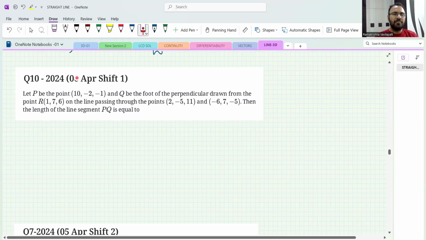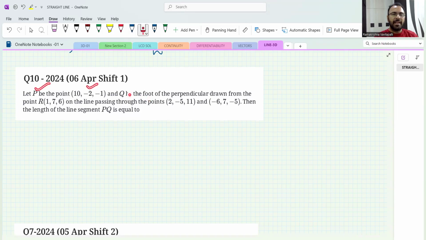Well, here is a question. Let P be a point that is given and Q be the foot of perpendicular drawn from the point R on the line passing through two points. Then what is the length of line segment PQ? So we have to find the foot of perpendicular from the point R on the line joining these two points. Assume this is the point A and this is the point B. Suppose L is the line AB.